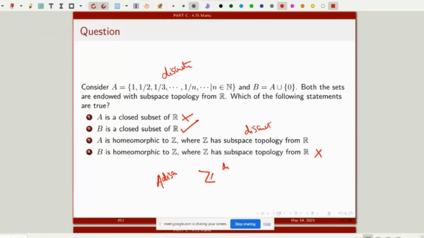As you said, on Z, take 1 going to 0, 1 by 2 going to -1, 1 by 3 going to 1, 1 by 4 going to -2, 1 by 5 going to 2. You take this 1-1 and onto map from A to Z. Since we have discrete topology on A, every map from here to here will be continuous. And the inverse map from Z to A, since we have discrete topology on Z, will also be continuous. So A is homeomorphic to Z. So this option is true.